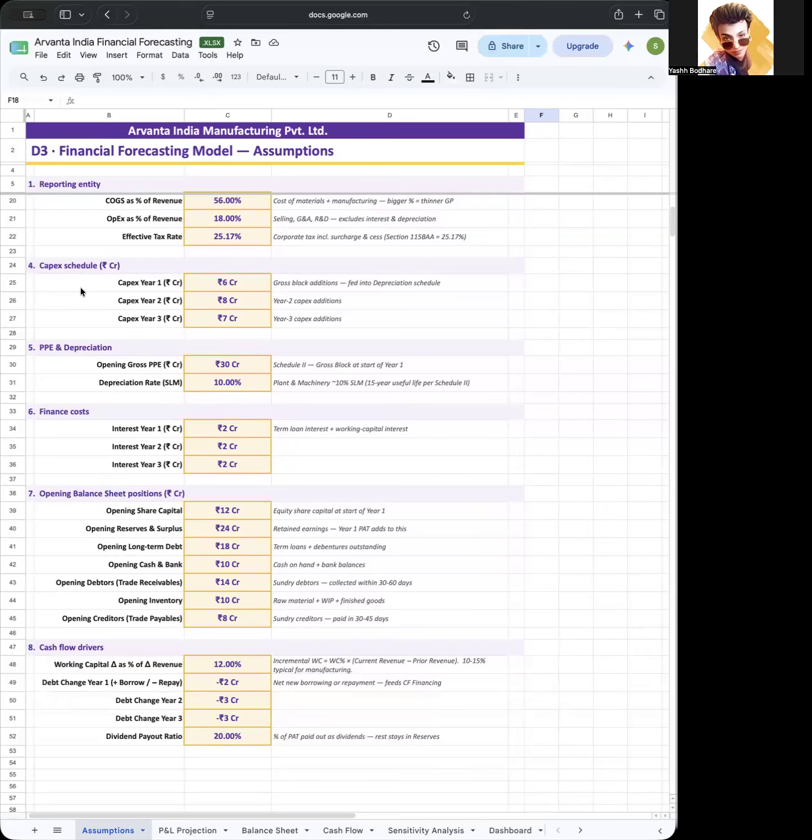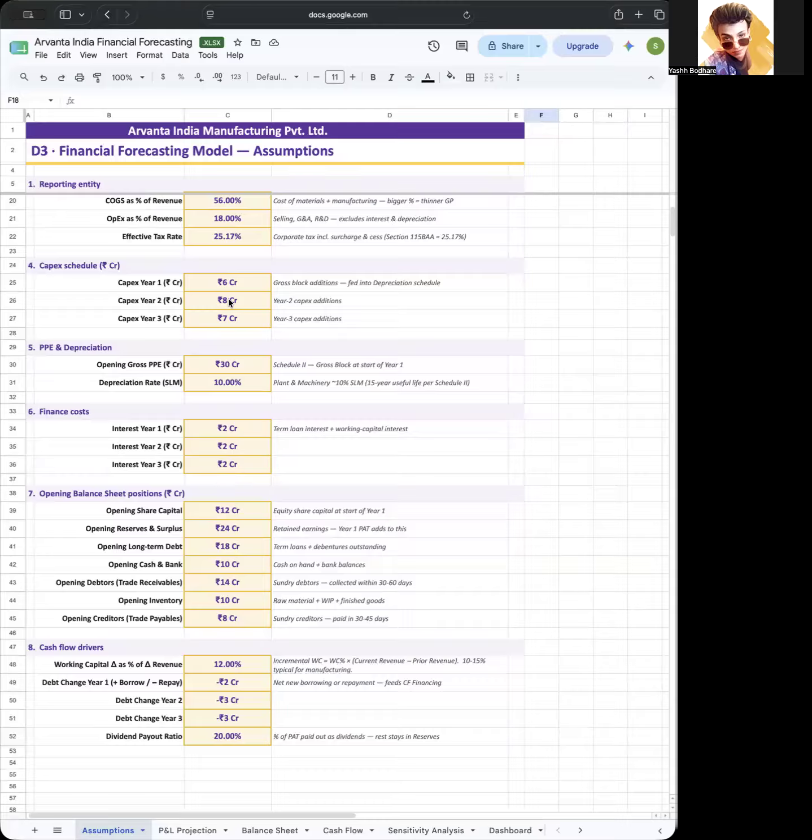CapEx is not treated as an immediate operating expense in the P&L. Instead, it is capitalized on the balance sheet and expensed gradually through depreciation. So CapEx in year 1 is 6 crore. This can represent equipment replacement and initial production upgrades. So the investments may be required to replace older machinery, reduce downtime, improve manufacturing quality, support expected revenue growth, and increase operational efficiency. CapEx in year 2 is 8 crores, which is the highest investment in the forecast period.